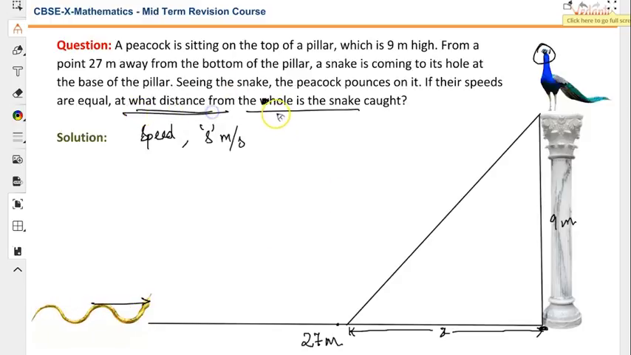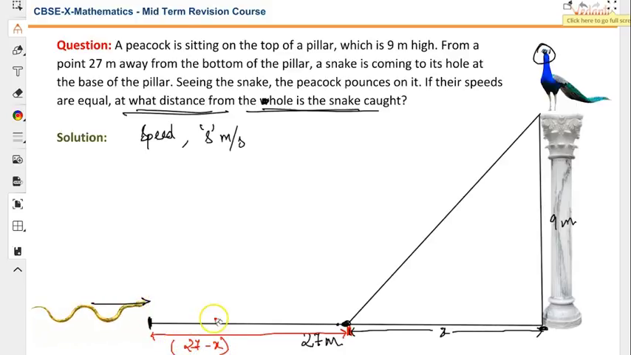So the distance from the hole at which the snake is caught, suppose the snake is caught at this point. So this distance is x, right? Now the snake started from this point. So what will be this distance? I know that this whole distance is 27. So if I take this distance as x, this distance will be 27 minus x meters, right?